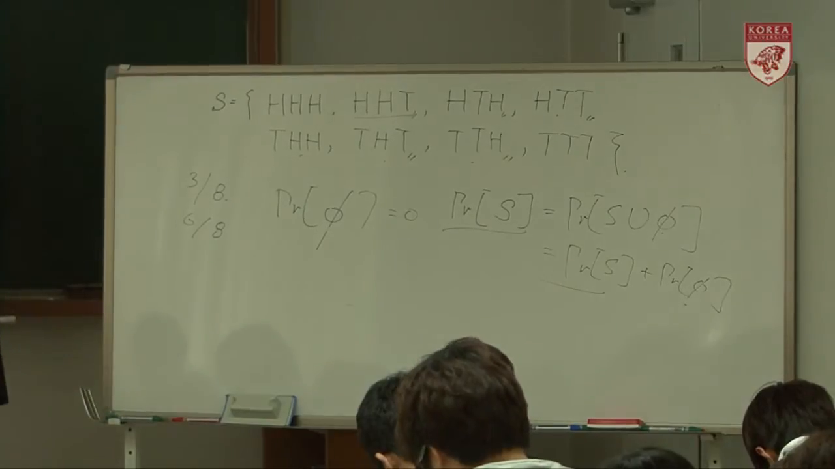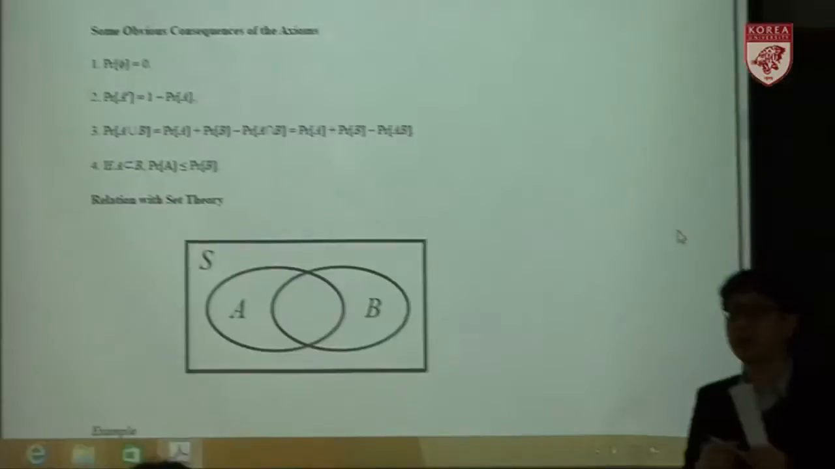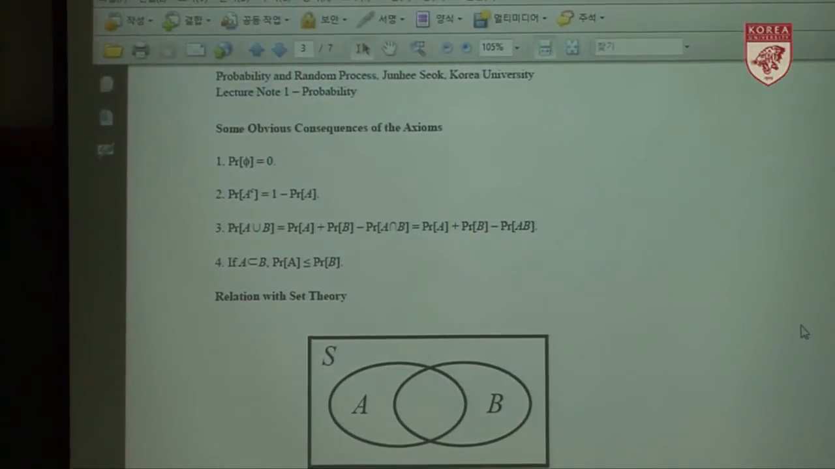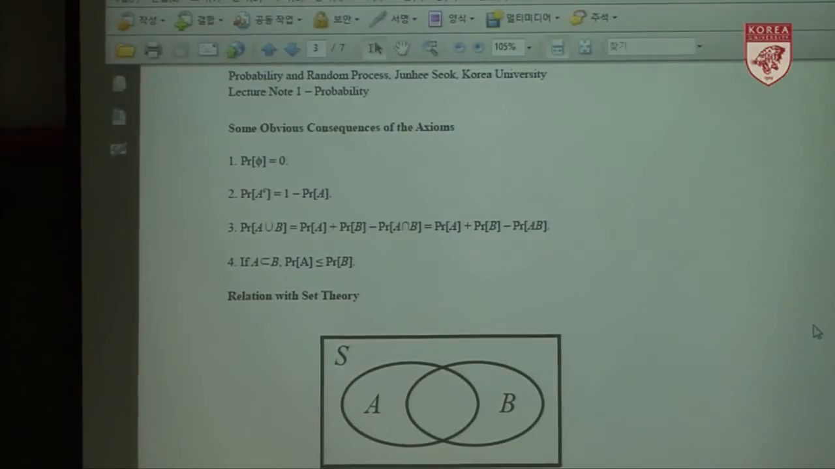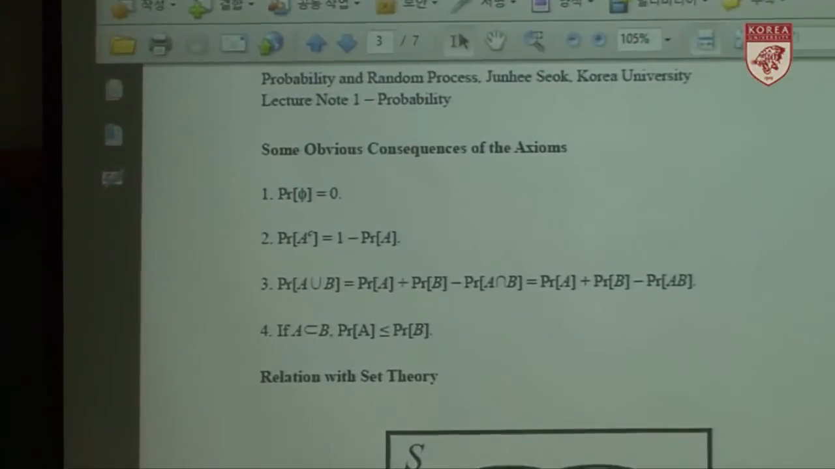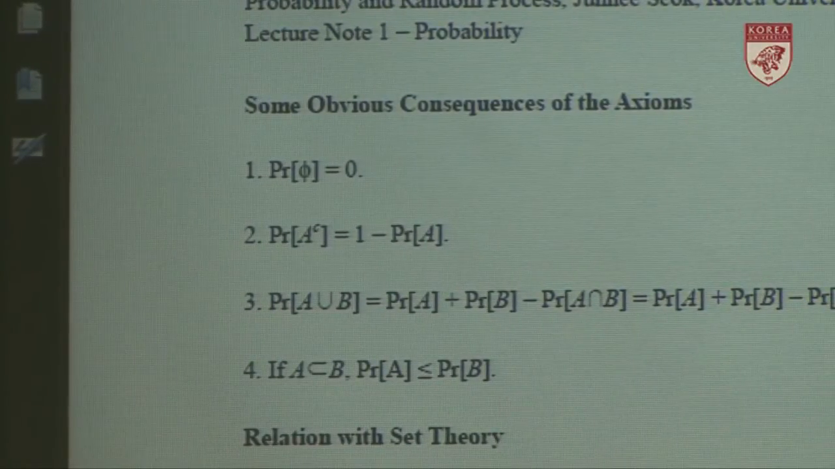And the second one: the probability of the complement of any set A is equal to 1 minus the probability of A. We already proved it, right? We already proved it by showing the probability of S is 1. You know how to prove it. The second one, okay.